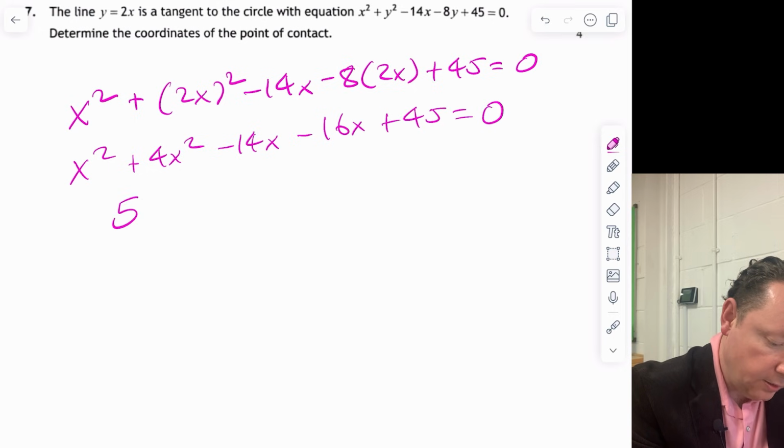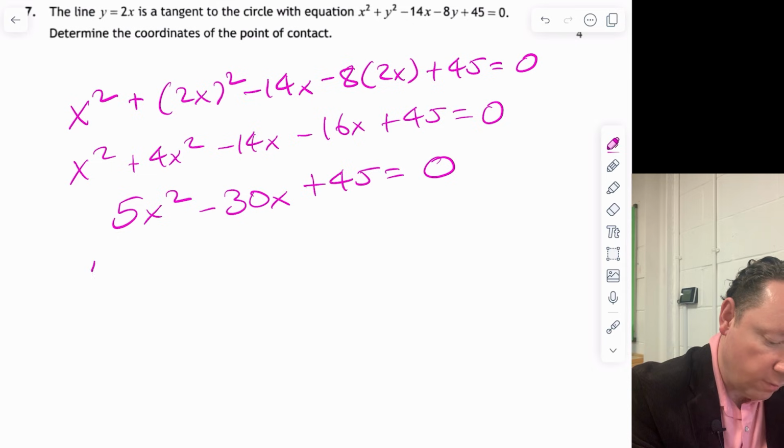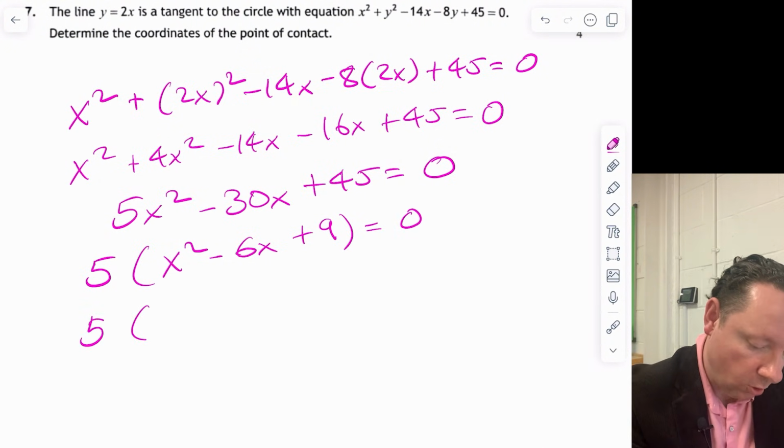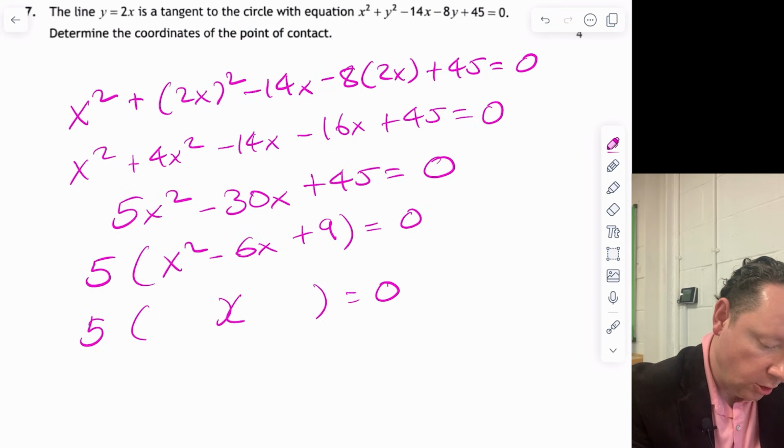That's 5x squared, and that's minus 30x, and that's 45. So 5 is a common factor: x squared minus 6x plus 9. Remember, this is a tangent, so if you get more than one answer, you've made a mistake here. So watch out. You could just complete the square, but I can see here that I can just factorise it.